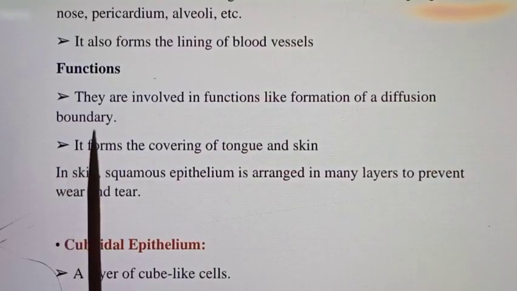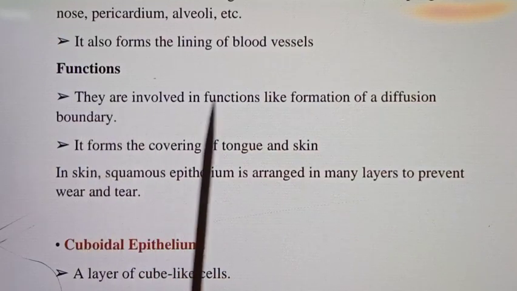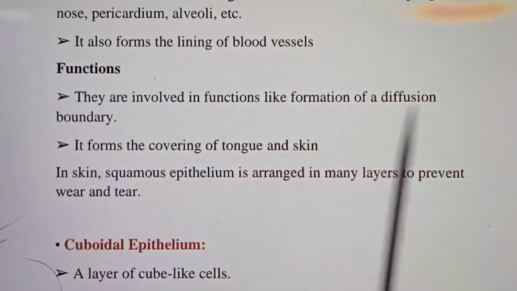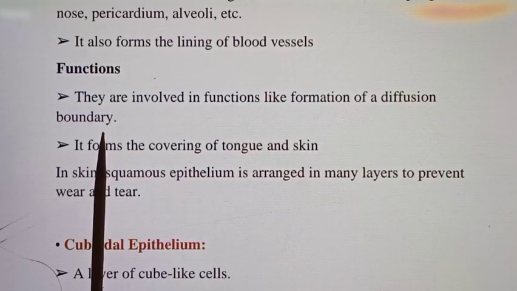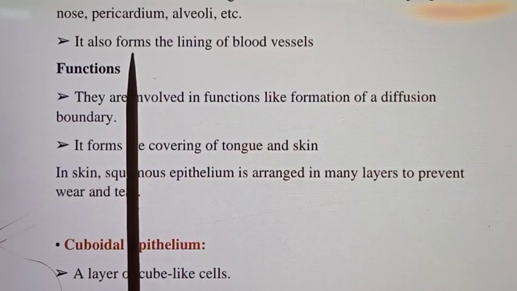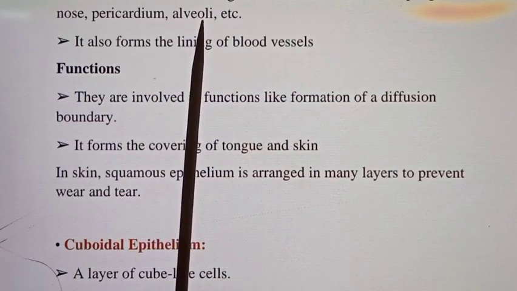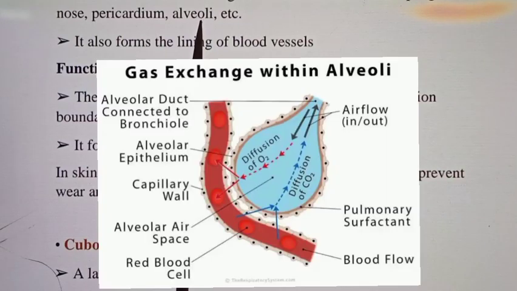Among the functions of squamous epithelial tissue, they are involved in the formation of a diffusion boundary. You can see in the picture the alveoli, and the walls or inner lining of the alveoli are made up of simple squamous epithelium, which helps in the easy exchange of gases such as carbon dioxide and oxygen.